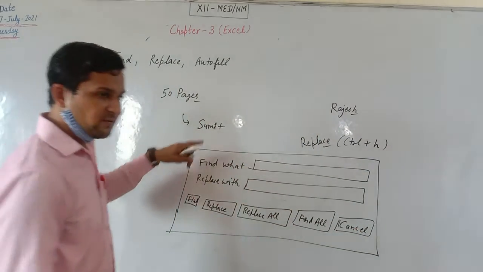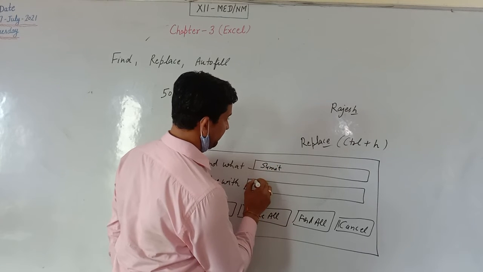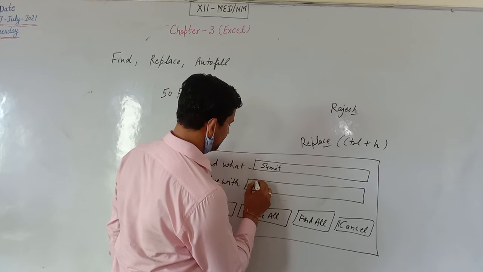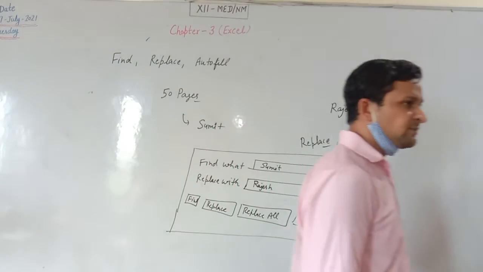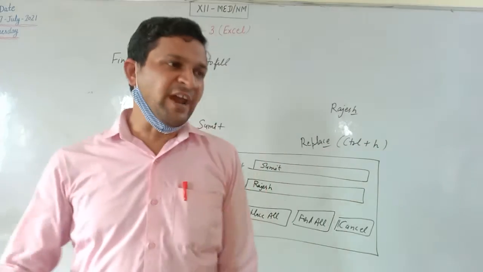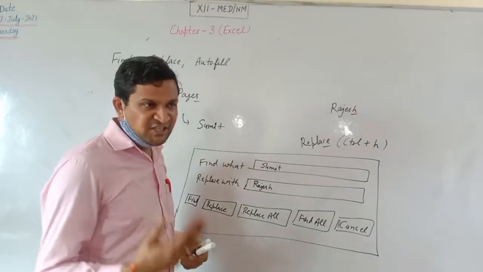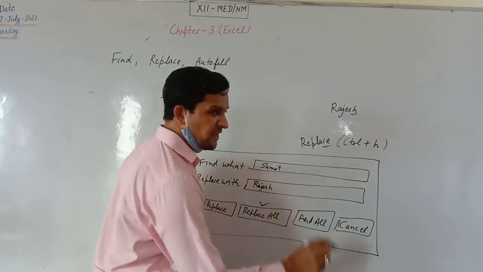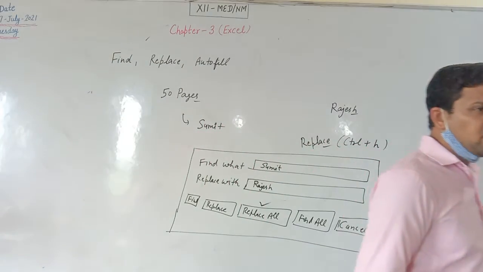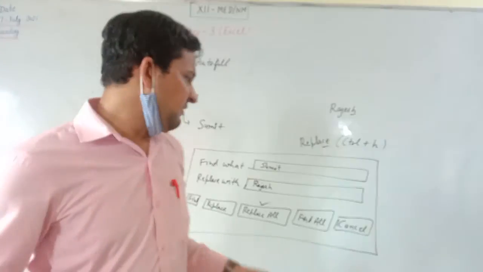Suppose you want to exchange the word Sumit with Rajesh. So what will happen? Even if Sumit is written 50 times, even 5 times in the record, it will exchange the complete word by the option of Replace All. If you click on Replace All, it will change everything in the document. In place of Sumit, it will write Rajesh.